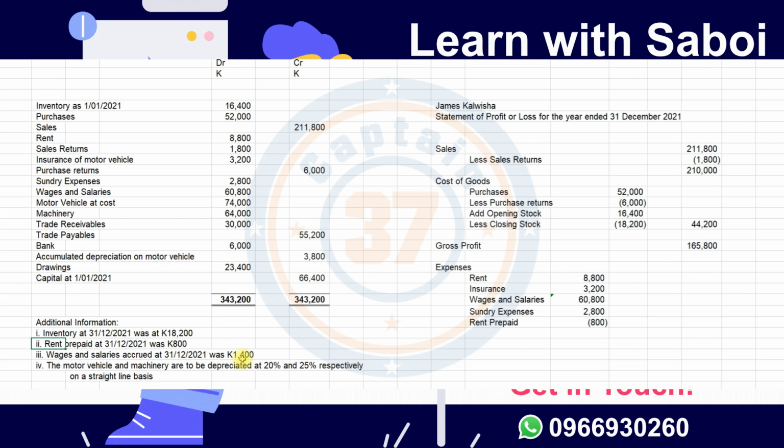Accrued expenses. Just simply take note that all accruals are added and all prepayments are subtracted. Just remember the word accrued, so add. What is it that you're adding? Wages and salaries. Just make sure you put there accrued, so you don't mix them up.